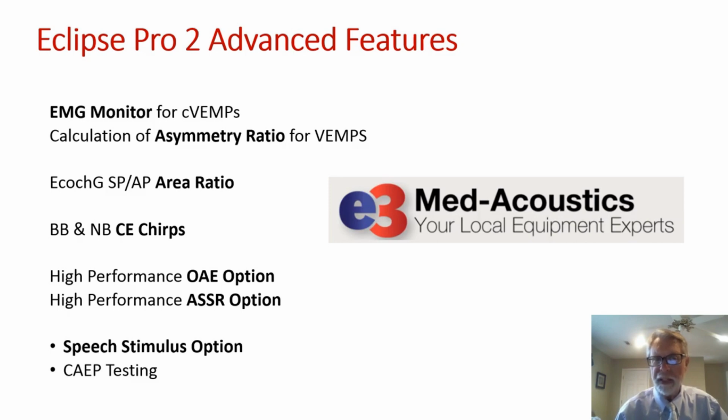The Eclipse also has a high-performance OAE option. I'll show you that, and a high-performance ASSR option. Those can always be added at a later date if you want. The next option is a speech stimulus option. I'll show you that at the end of this presentation. And that's especially good for doing a CAEP test. CAEP is a cortical auditory evoked potential test.